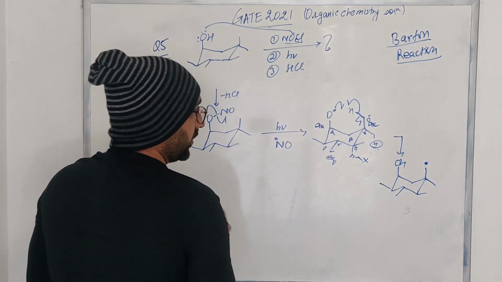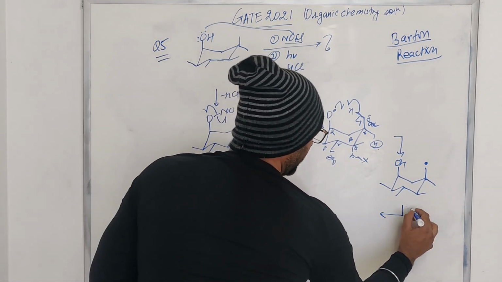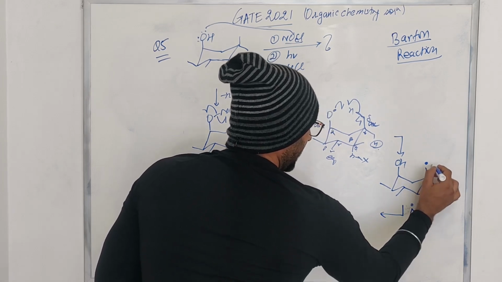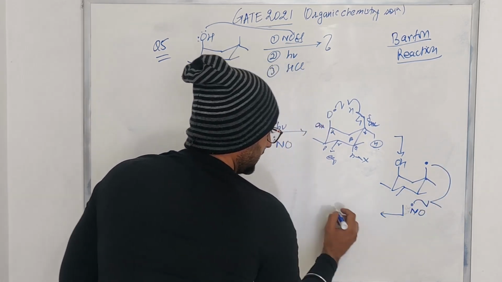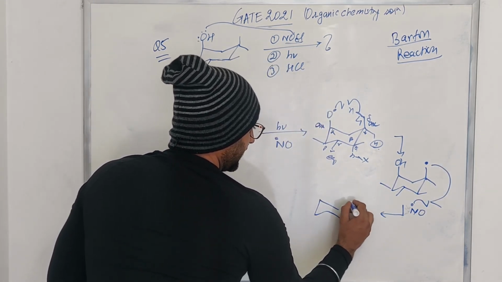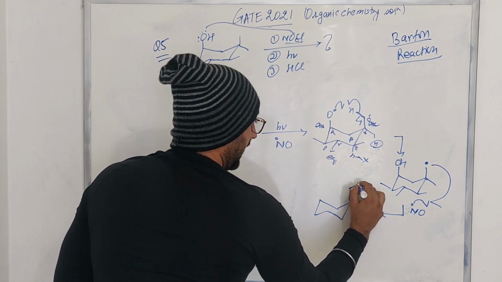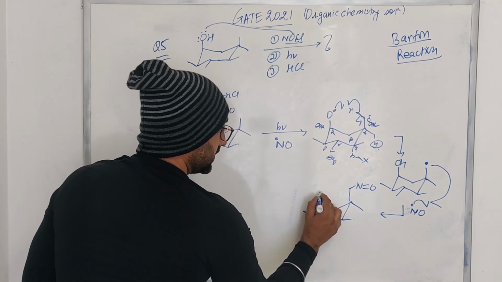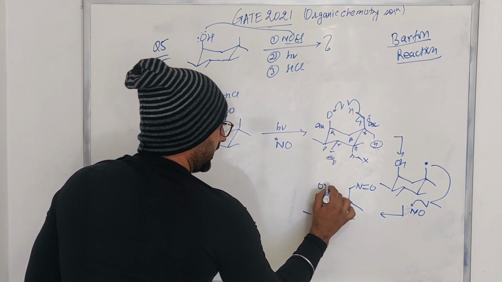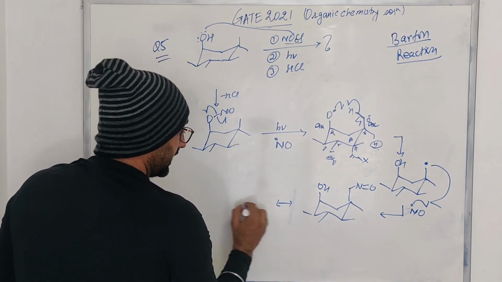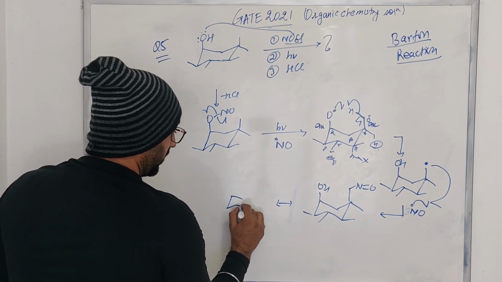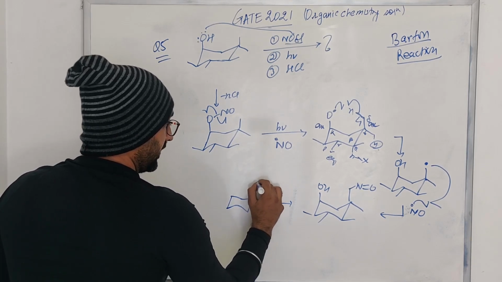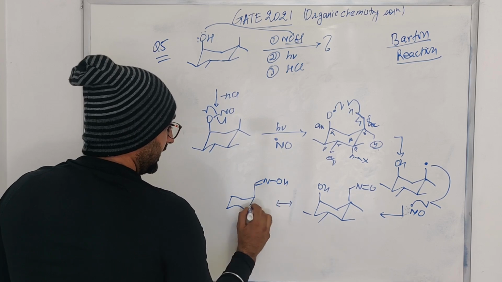And after the methyl radical, since you have an NO radical, it again recombines with this radical to give you this intermediate. ठीक है, आपका NO आपका हो गया यहां पर. ठीक है, so this is what you have here. You have an OH, so it leads to the formation of an oxime. So what you have is this oxime, right?